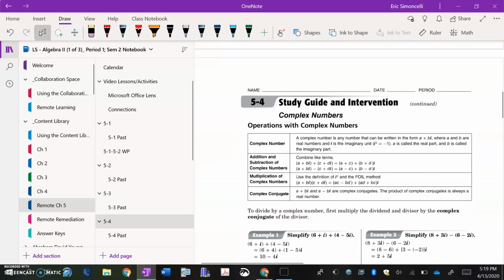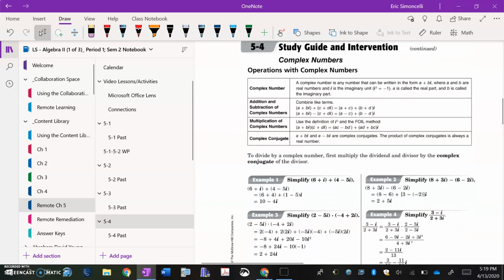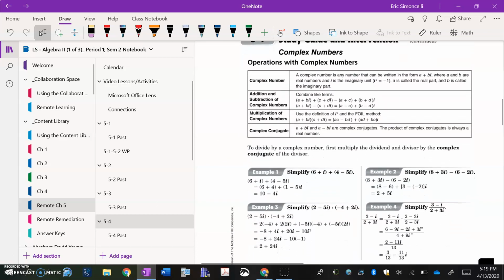So operations with complex numbers. As it turns out, there are several operations. We've taken a look at some of them already. I won't read through every single nuance here, but a complex number, as we already discussed, has this imaginary unit of i squared equals -1. There is an imaginary part and a real part that we have to take into account. So a plus bi will be how we define the standard form of a complex number.